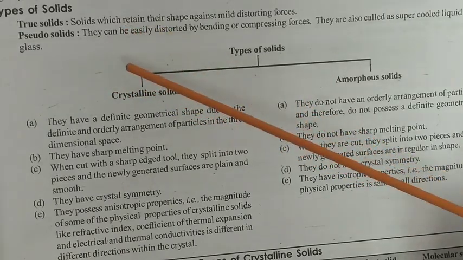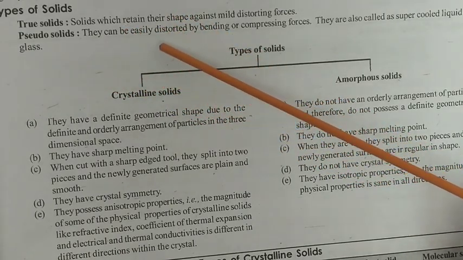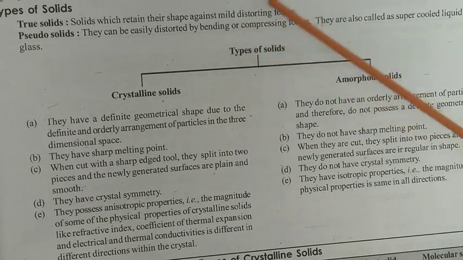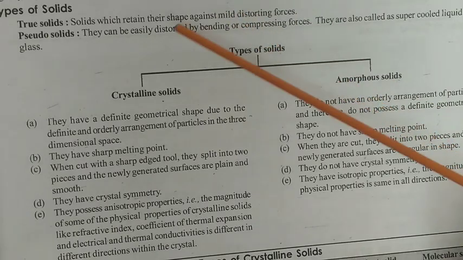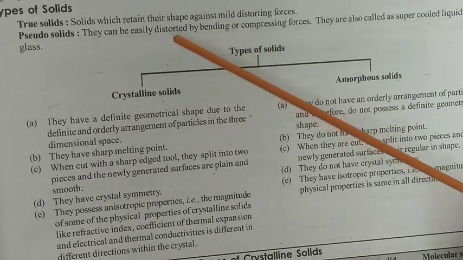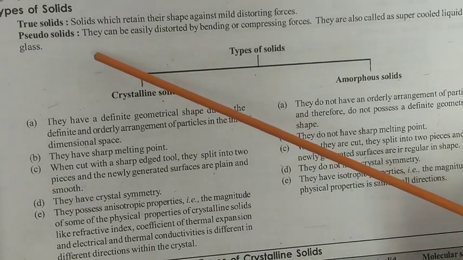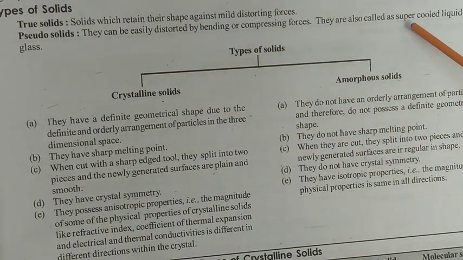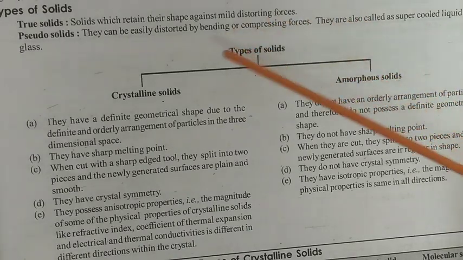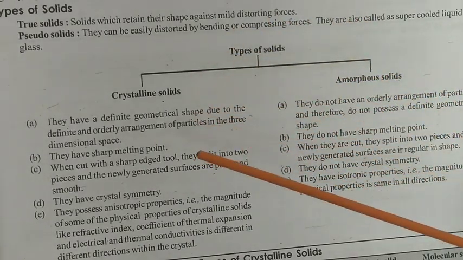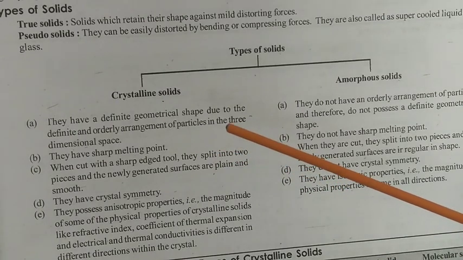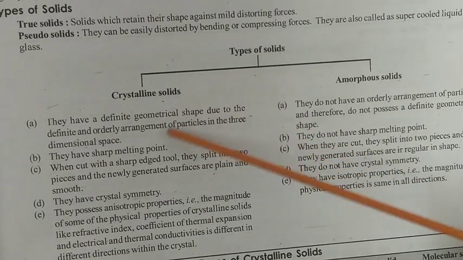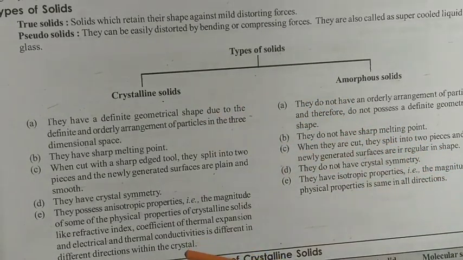The small tendency to flow is due to distorting or bending forces, or due to compression forces. It shows a very small tendency to flow, therefore it is called a pseudo solid, and also a supercooled liquid. All these amorphous solids are called supercooled liquids. Next, we shall move on to the differences between crystalline solids and amorphous solids.